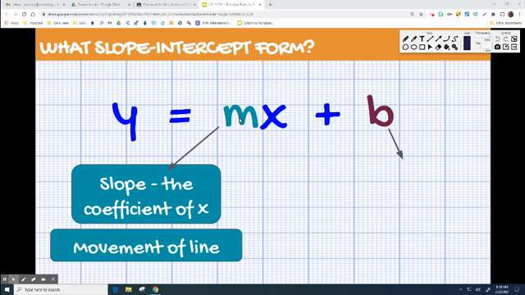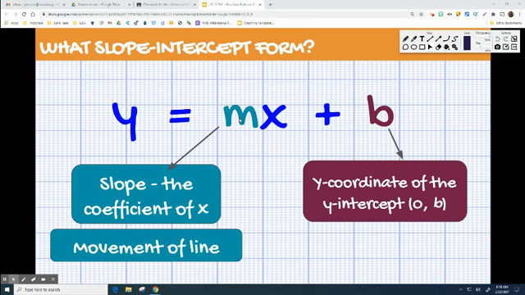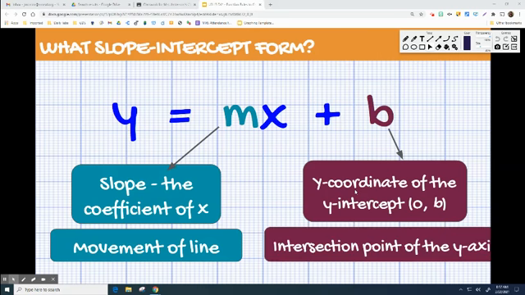The other value, b, inside my slope-intercept form is the y coordinate of the y-intercept. So that b value is only one coordinate of our y-intercept. We have an ordered pair where x is 0, and that y coordinate is our b value. That gives us the point where the line crosses or intersects the y-axis, and that's really important because we are going to begin at that point. So again, b represents the y coordinate of the y-intercept.